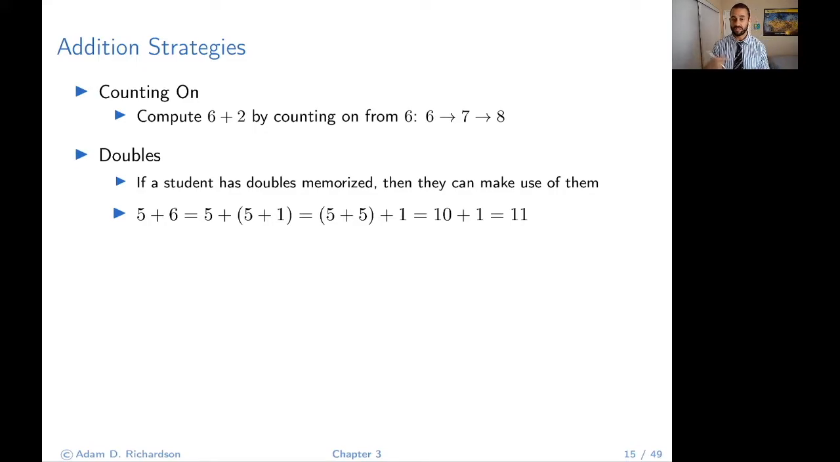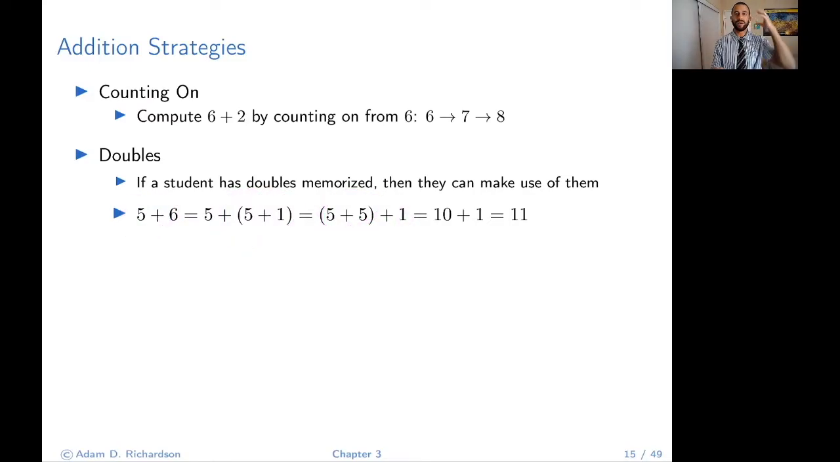Doubles. So if a student has doubles memorized, they can make a really good use of them. So for example, 5 plus 6 can be viewed as 5 plus 5 plus 1, which is really 2 5s and then 1 left over. This is a really, really powerful thing. And what you'll notice in these slides and in these techniques, a big skill that we're trying to impart on our students is breaking numbers apart in meaningful ways and combining them in other ways that are meaningful. And that's what's going on right here.